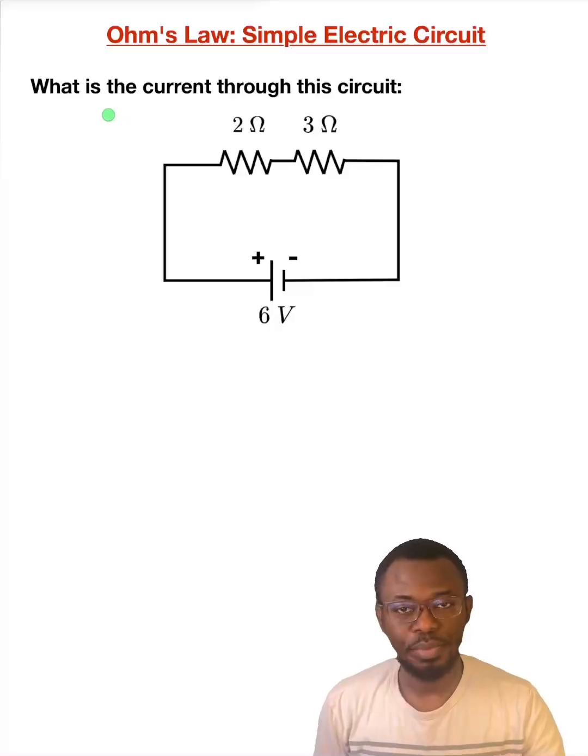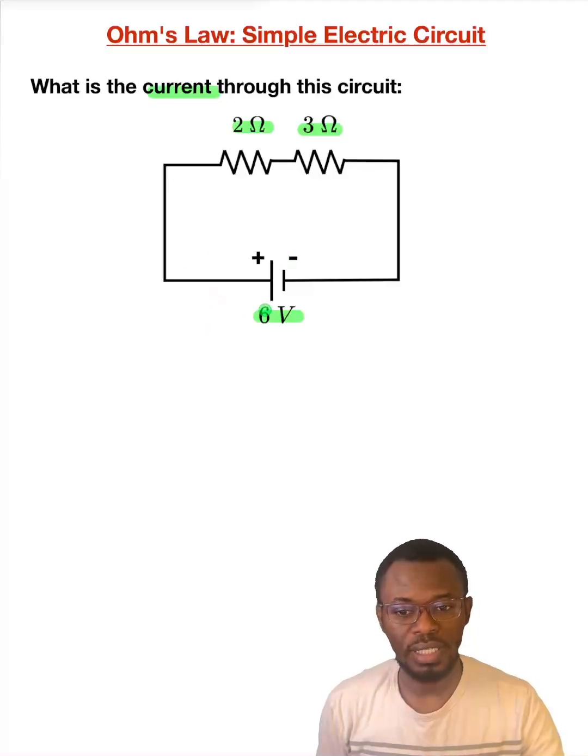Given this simple electric circuit, what is the current through this circuit? So we have a circuit that has two resistors, a 2 ohm resistor and also a 3 ohm resistor. And we have a 6-volt potential difference across these two resistors. We are to find the current running through this circuit.